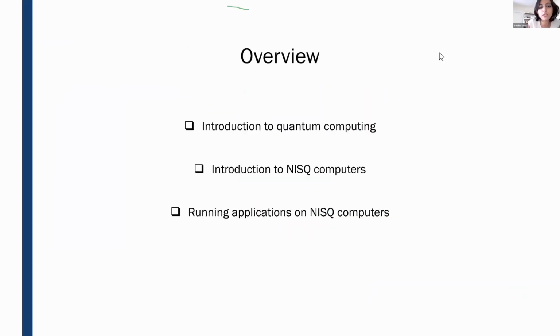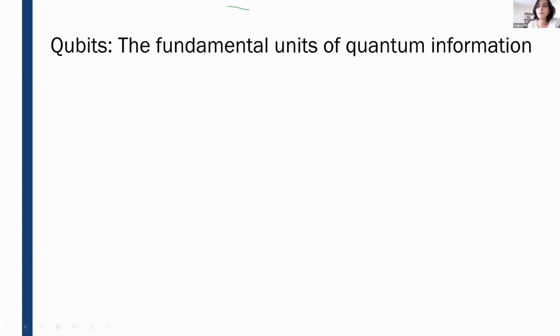The overview of my talk is, I know a lot of people here are just getting started with quantum computing. So I'll start off with a very gentle introduction to quantum computing, and then move on to talking about near-term intermediate scale quantum computers. And then next I'll be talking about running some applications on real NISQ computers. Okay, so I'll start with the introduction.